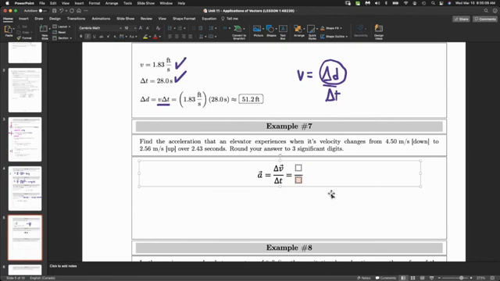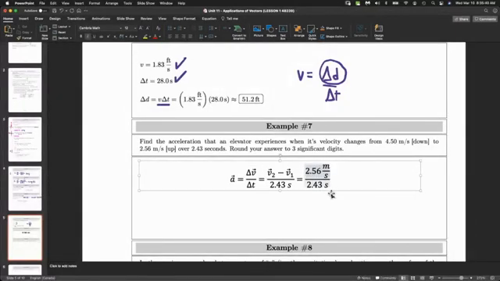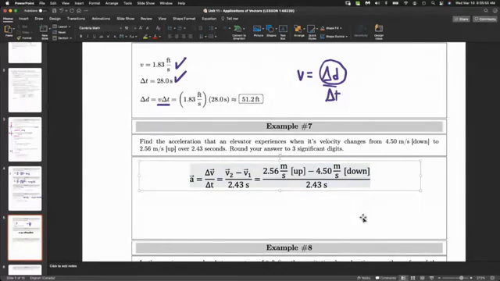So delta t, I'm just going to copy it. It's 2.43 seconds. That's easy. But the numerator, we got to go V2 like that. So V2 is the final and V1 is the initial. So once you have that, I think we're good. So the final velocity is the up one. So 2.56 meters per second up minus. There you go. I'll continue this on the next line.